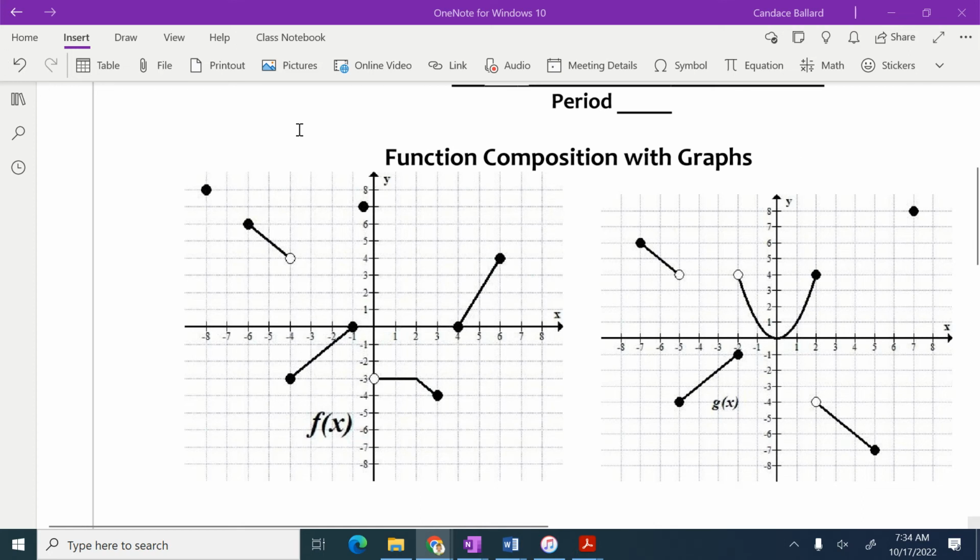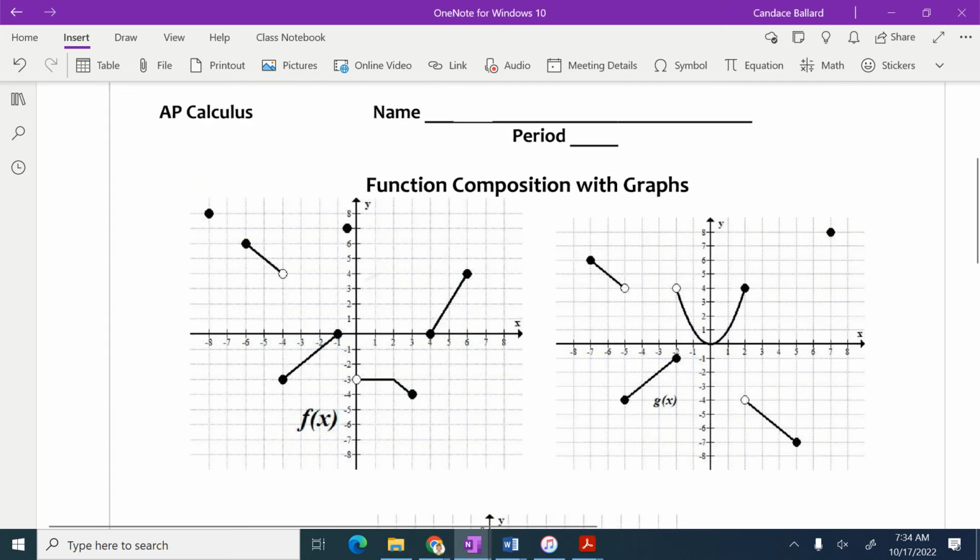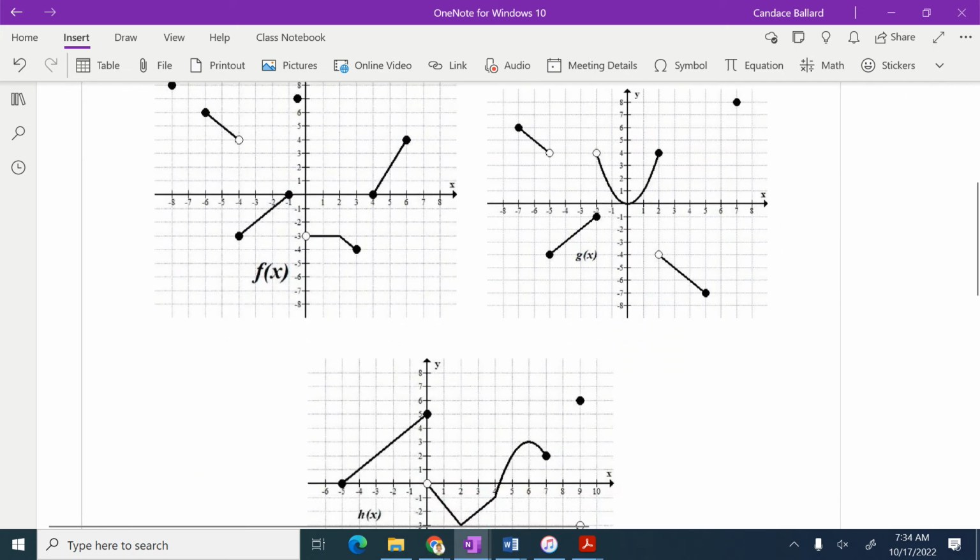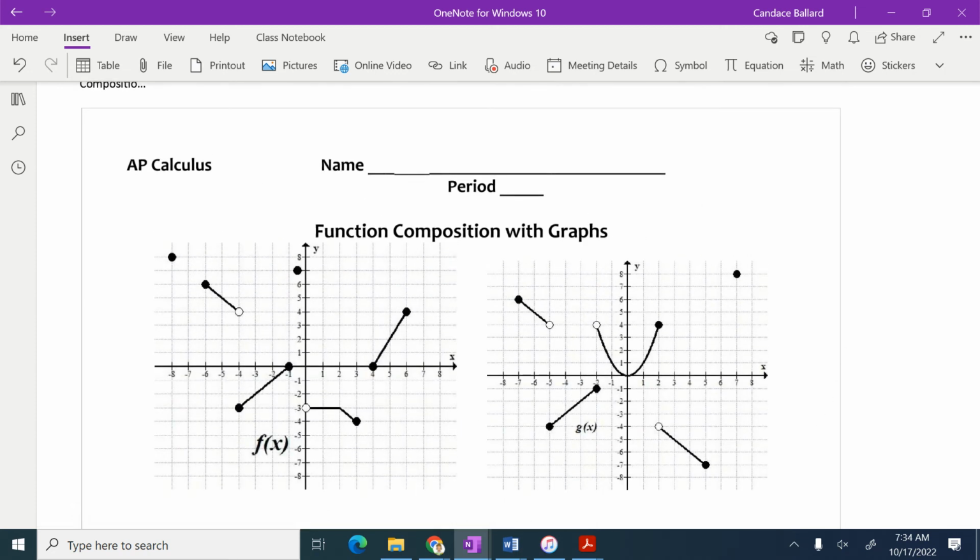Okay, so we're going to talk about function composition, but in the context of graphs. There's two typical stems that come up on Free Response a lot. You're pretty much guaranteed to have one that has a table and one that has a graph of some kind that you have to analyze.